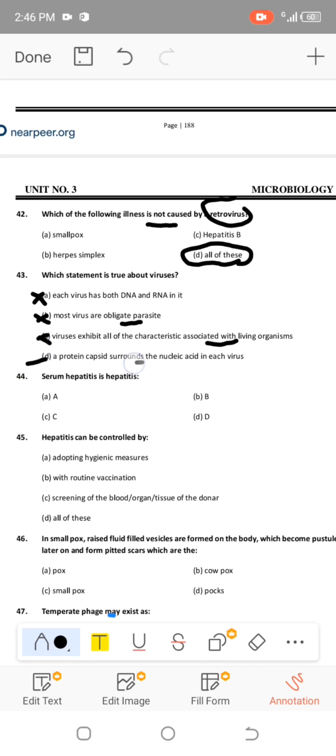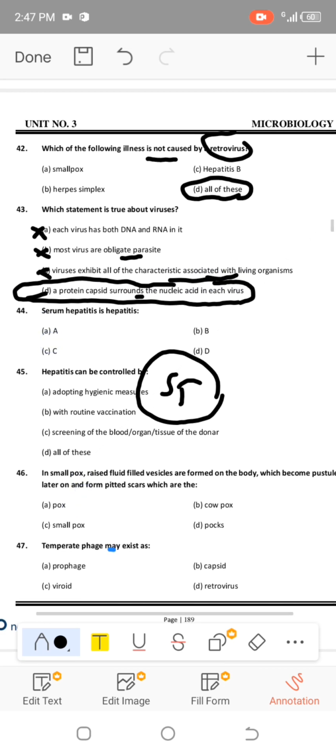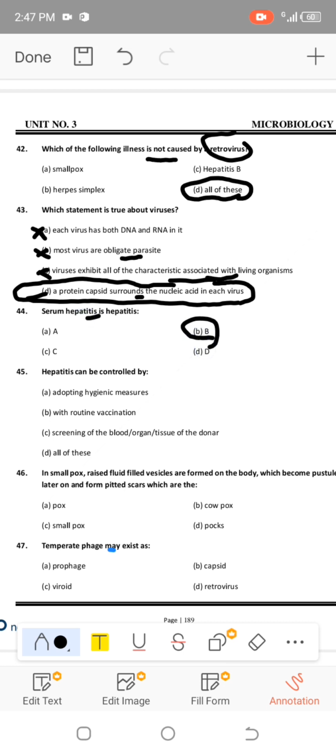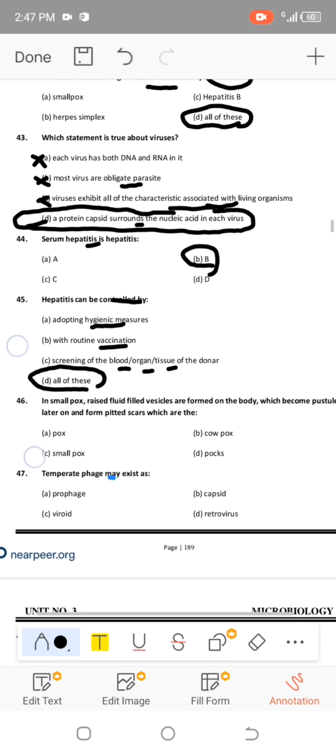So here the correct statement is D: a protein capsid surrounds the nucleic acid. For example, here we have the nucleic acid and the protein capsid is around it. This is present in each virus, so this is the correct statement. D is the correct option. Fine. Now question number 44: serum hepatitis is also known as hepatitis B. Hepatitis can be controlled by adopting hygienic measures with routine vaccination, screening of blood, organ or tissue of the donor. Through all of these we can control it.